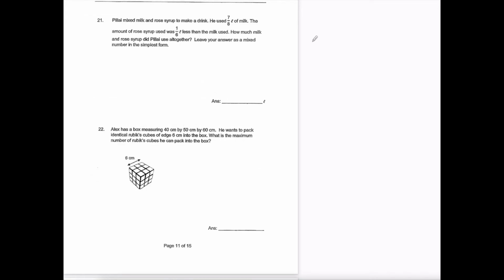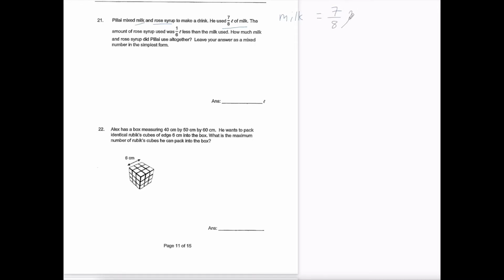Question 21. So we're at the 2 marks question now. Let's start. Pillai mixed milk and rose syrup to make a drink. Gonna underline this too. He used 7/8 liters of milk. Okay. And the amount of rose syrup used was 1/6 liters less than the milk used. So, how much milk was used?